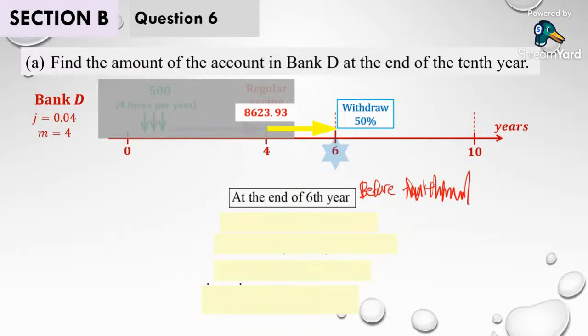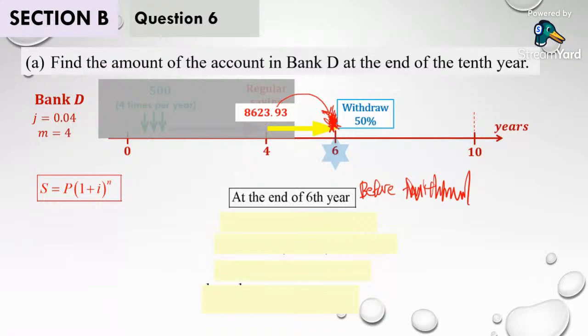So in here, what happened in the transaction is that before the withdrawal, there's some value that accumulated. From 8623.93 until the value accumulated here, it is just one single transaction, and we let it roll all the way until the end of the 6 years. And therefore, in this case, this is actually just a case of compound interest, where we have S equals P(1 + i)^n, which will help us to do the calculation.